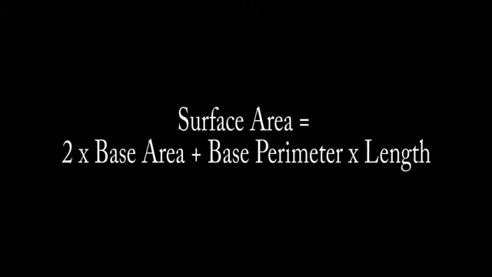Another polyhedron is the prism. A prism is a polyhedron with 2 congruent bases in parallel planes, and the lateral sides are rectangles. To find the surface area of the prism, the formula is 2 times base area plus base perimeter times length. Example number 1.